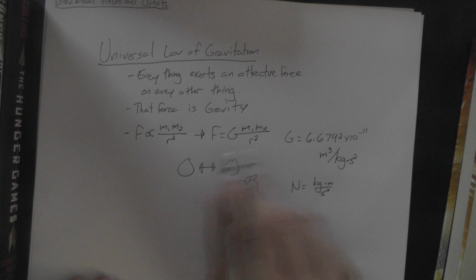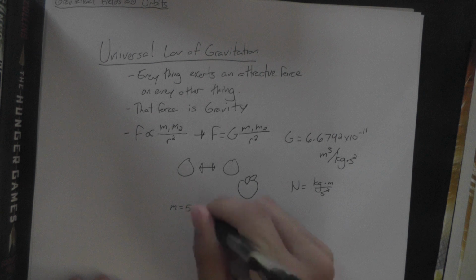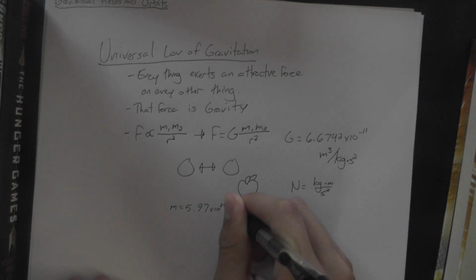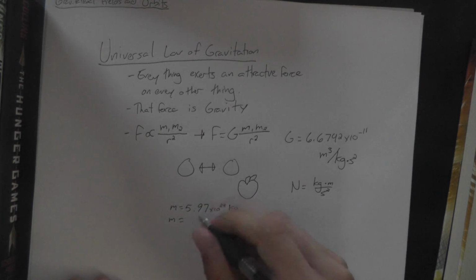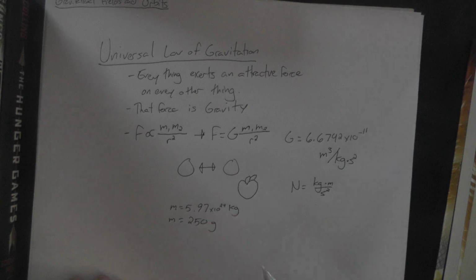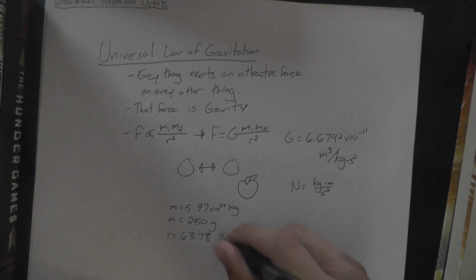And so let's plug the stuff into this formula. We know that the mass of the Earth is 5.97 times 10 to the 24 kilograms. The mass of an apple, let's just suppose, is around 250 grams. And the distance between them while the apple is falling, well, let's not say the apple's falling. Let's say the apple's on the surface of the Earth, on the equator to be specific. And that distance from the center of the Earth, at center of mass, to the apple, in that case would be 6,378 kilometers.